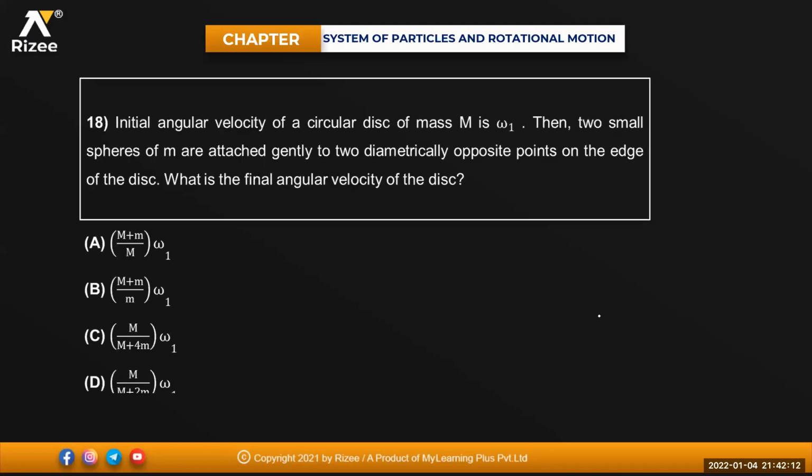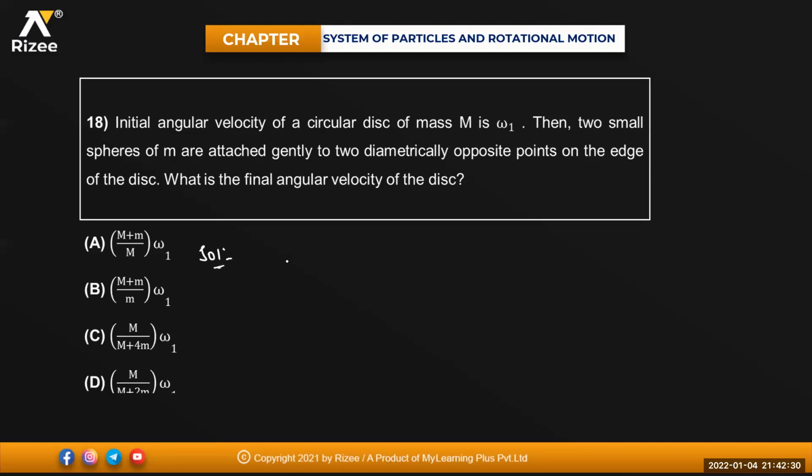Next question, beta. Good question. Can anyone try this one, beta? Initial angular velocity of the circular disk of mass capital M is omega 1. Then two small spheres of mass small m are attached gently to the two diametrically opposite points of the edge of the disk. What is the final angular velocity of the disk?